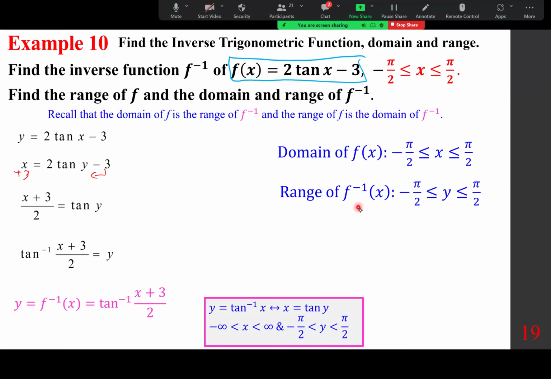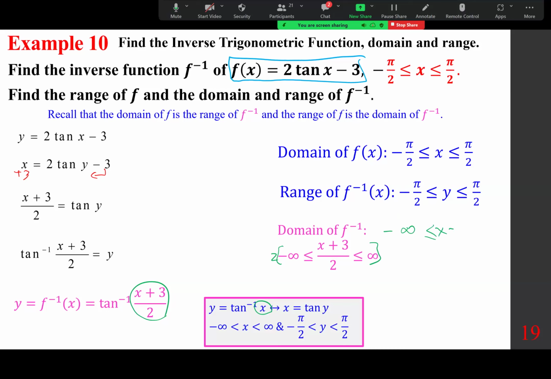Now we want to find the domain of f inverse, the range of f. If we go to f inverse, x is between negative and positive infinity, meaning whatever this expression is, this one is between negative and positive infinity. And so you multiply by 2, and it becomes 2 times negative infinity, which is still negative infinity.